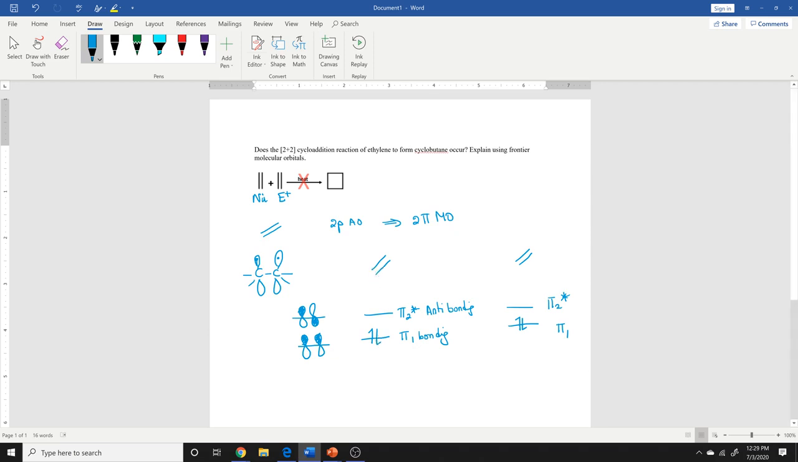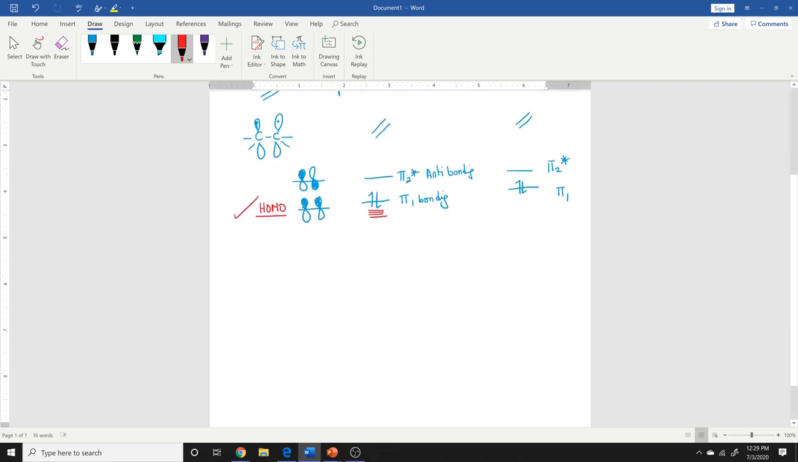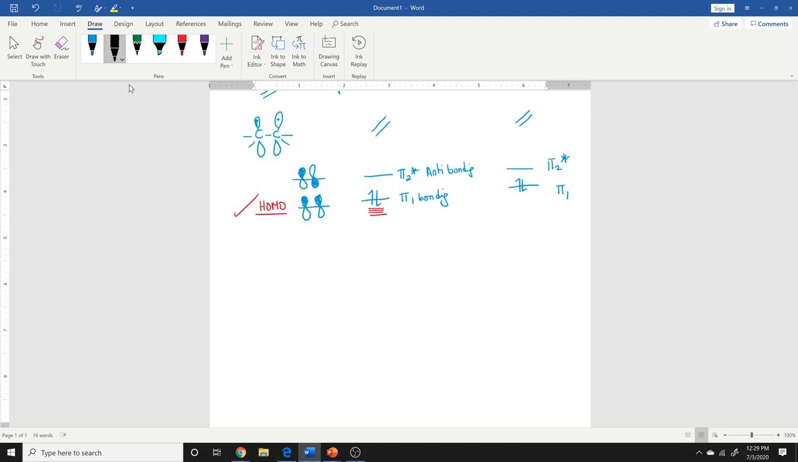So if I want to consider that first ethene, I want to pick up the highest occupied molecular orbital. The highest occupied molecular orbital for the first ethene is going to be this one, because it does have 2 electrons in there. And this is the molecular orbital that is occupied. So the first ethene acts as a nucleophile. I have to pick its highest occupied molecular orbital. So let's go ahead and draw the highest occupied molecular orbital. So we're going to draw it like this.